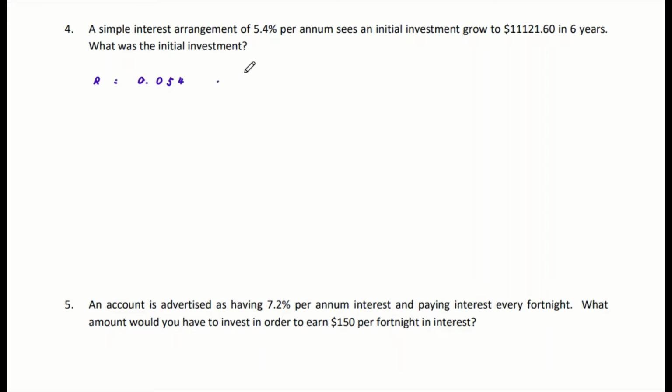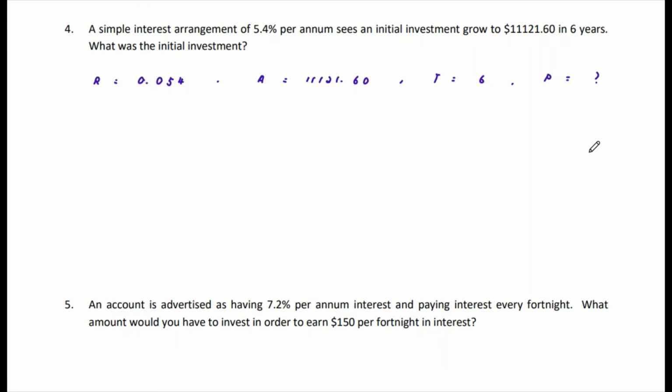Then moving onwards, this initial amount grows to this amount of money, so this is the total amount of money we have in the account. 11,121.60 is our A here. You are given 6 years, so the time period here is 6. And the question wants us to find the initial investment, which is the principal.